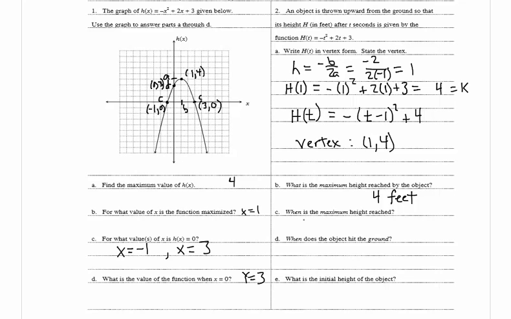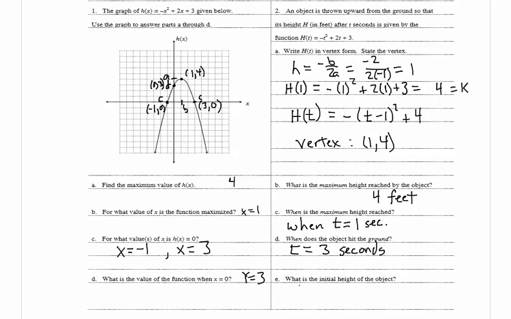And C, it asks, when is the maximum height reached? It's reached when t is equal to 1 second. And the time of the maximum height is the x-coordinate of the vertex. And in D, it asked, when does the object hit the ground? It hits the ground when t is equal to 3 seconds, which we can see is one of our x-coordinates. When the height is 0, it hits the ground, and that happens at t is equal to 3.